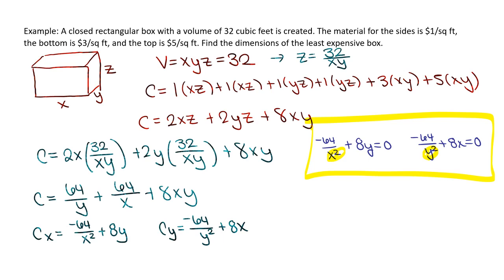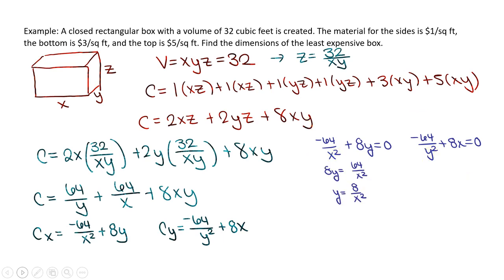However, in the context of this problem, it just doesn't make sense to have a box with a width or a length of 0. You don't actually have a box. So those critical points aren't really in the domain of the problem. They just don't make sense. So I'm just going to try to figure out when do these critical points, or these derivatives, equal 0.